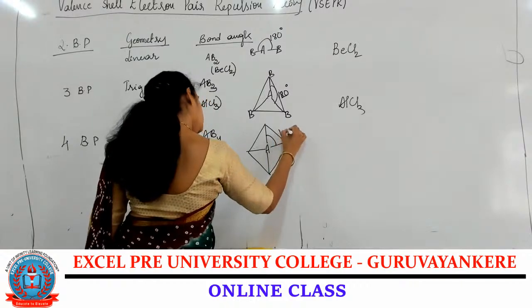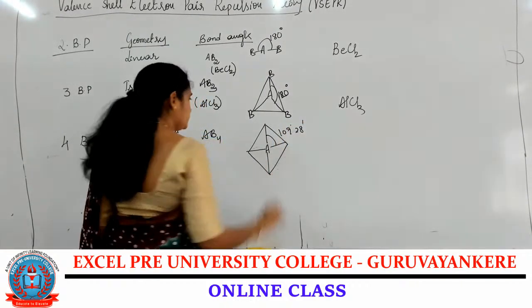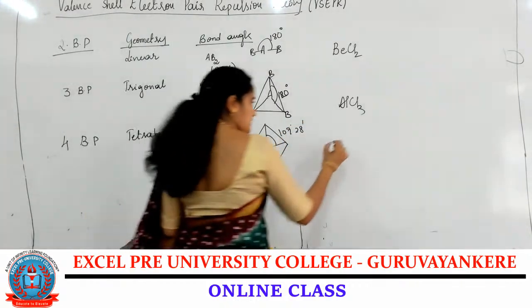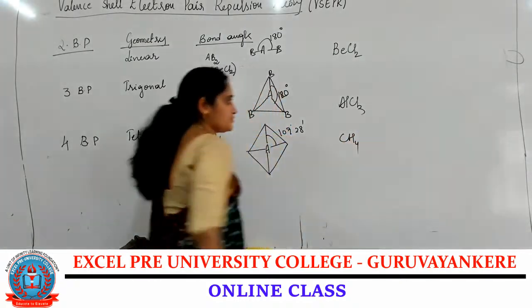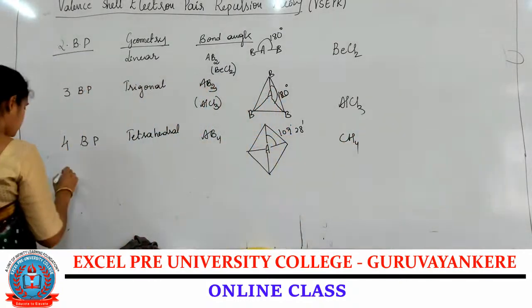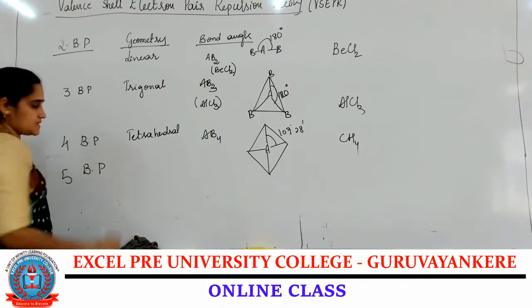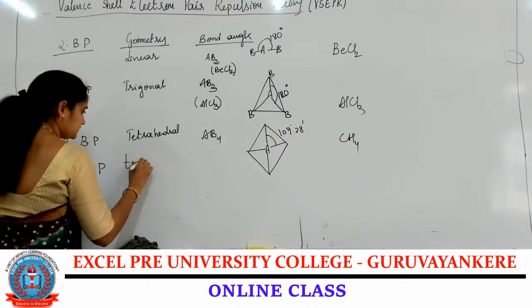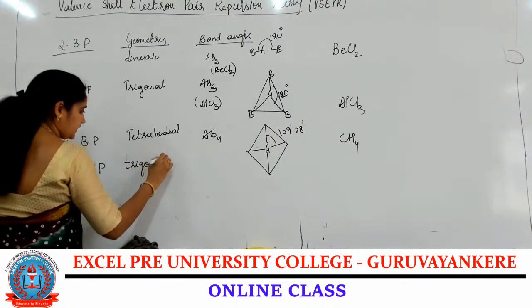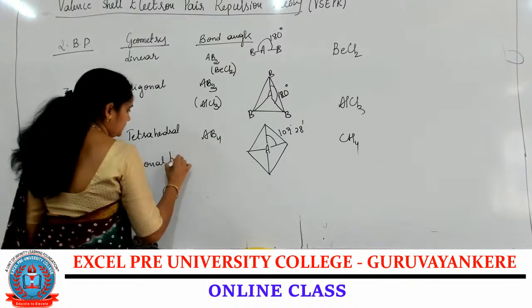It is 109 degree 28 minutes. Best example is the formation of CH4. If 5 bond pairs are present, trigonal bipyramidal.